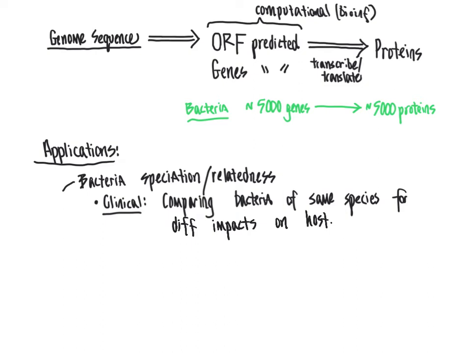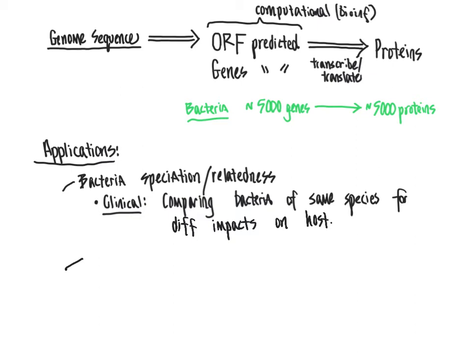Where if we understand the genome sequence of a particular bacterial pathogen, we can recognize and predict whether that is going to be a particularly deadly strain of bacteria or whether it's going to be a relatively harmless strain of bacteria.